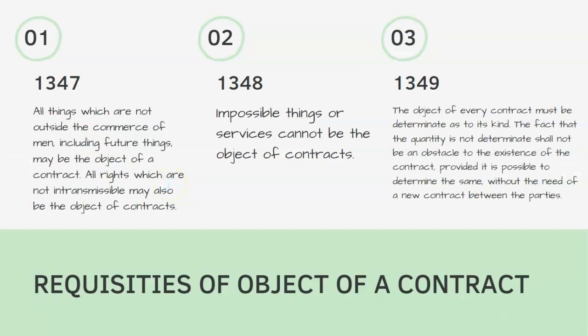The object must be in existence at the time of the perfection of the contract, or at least it has the possibility or potentiality of coming into existence. Thus, meron tinatawag yung mga future things, including future things may be the object of contract. Donation, however, cannot comprehend future things because it is a mode of transferring ownership. Okay.